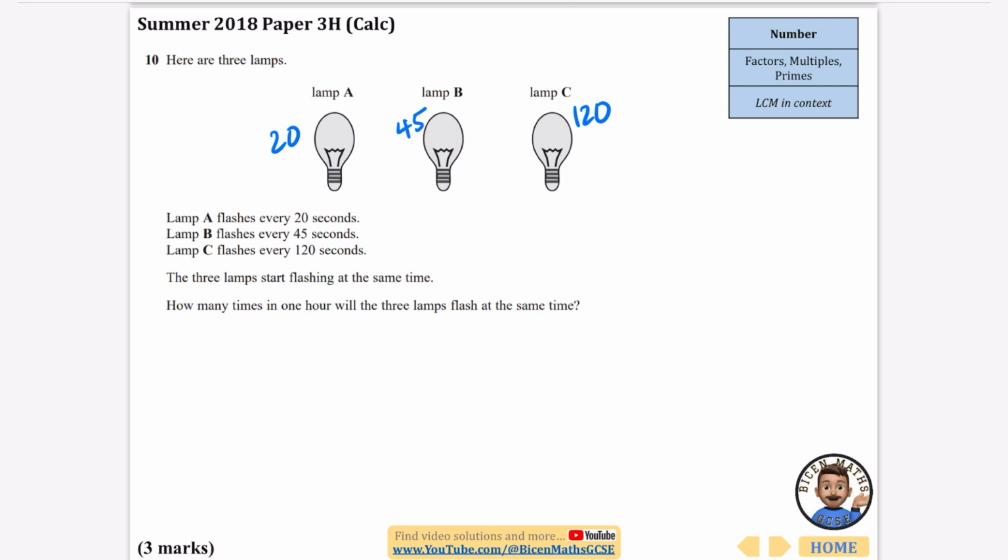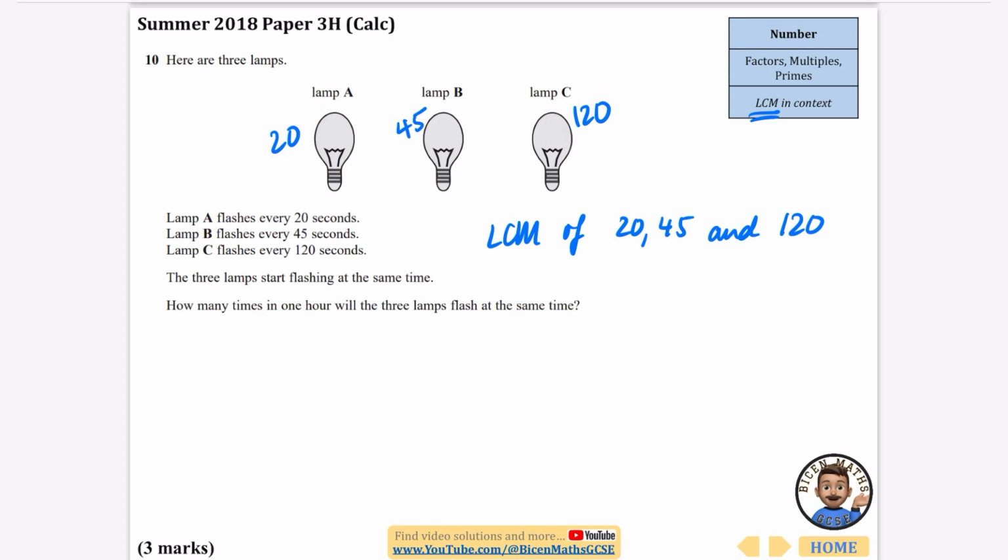So we're trying to find here, and a bit of a clue up at the top, we want to find the lowest common multiple of 20, 45, and 120. Now you could do this as the table method, but you would need to combine them first. So kind of makes sense. If you think about the lowest common multiple of 20 and 120, it's going to be 120. What I mean by that is every time lamp C flashes, lamp A is also going to be flashing, because if that's going every 20 seconds, it's definitely going to flash when it's at 120.